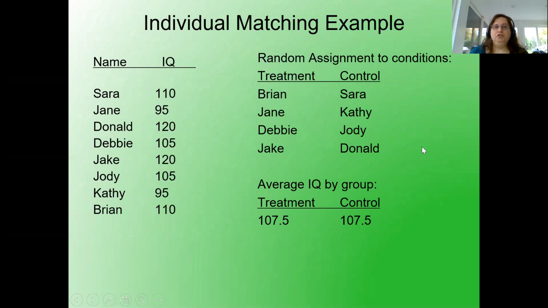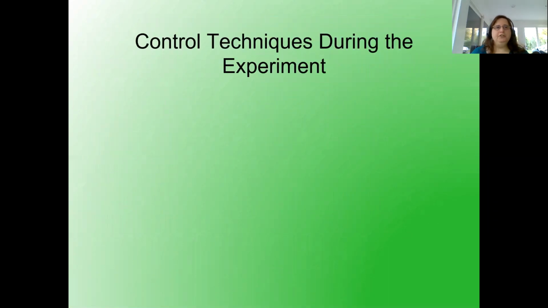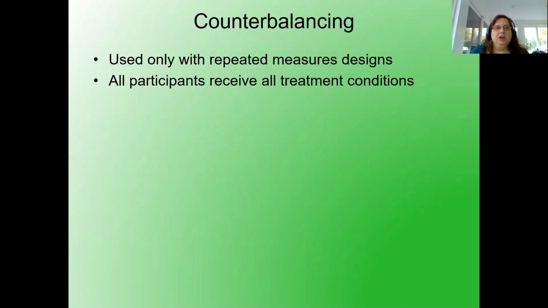All right, so that's individual matching. Now let's talk about some control techniques during the study, during the experiment. All right. So the big one I want to talk to you about is counterbalancing. Now, this is only used with repeated measures designs or longitudinal designs, okay? So when we have participants who are going to be tested or observed multiple times. So in counterbalancing, we could do something where all participants receive all treatment conditions.